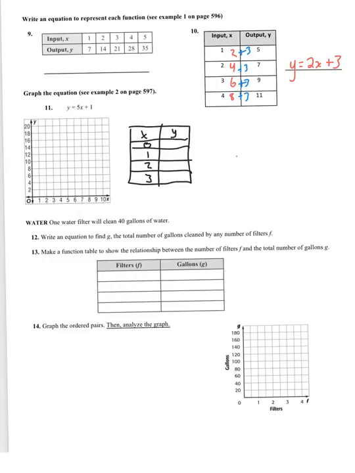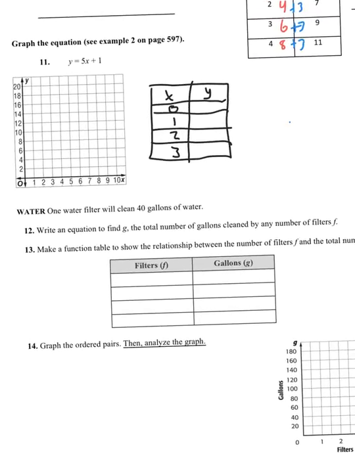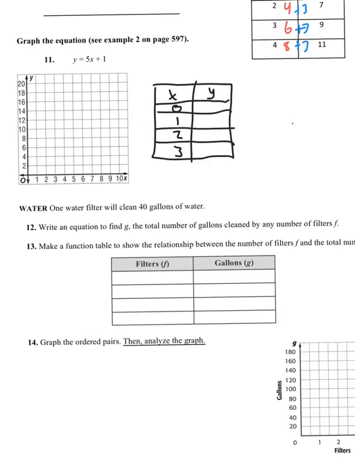So I would first fill in my function table. And as far as the numbers, remember you can pick any number you want here because this is the independent variable. It can be anything. I usually, to make my life easier, pick 0, 1, 2, and 3. Now remember, up here it says 1 water filter will clean 40 gallons of water. So if you have 0 filters, you're not going to clean any water. 1 filter will clean 40. 2, and you have to figure that out. 3, and you have to figure that out.